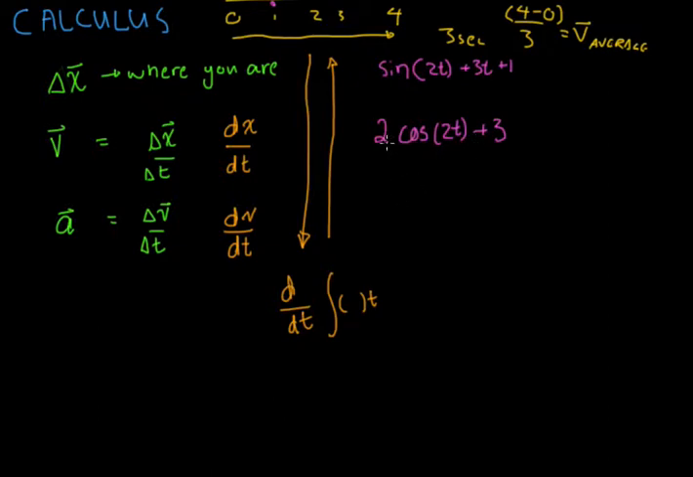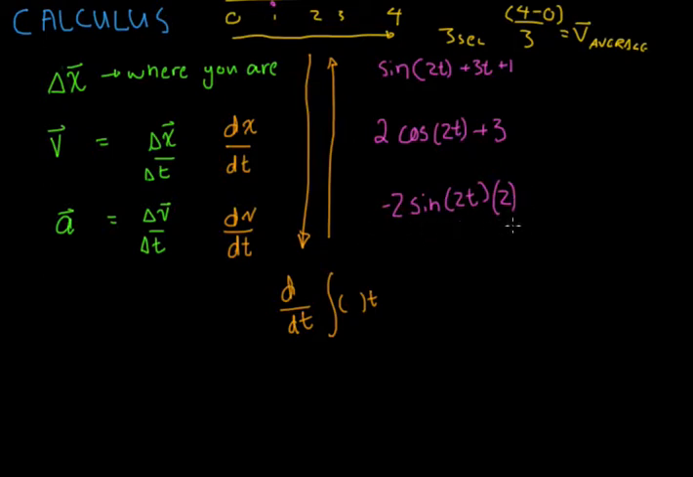Your acceleration is going to be the derivative of this function with respect to t. So the derivative of 2 cosine 2t: the derivative of 2 cosine of something would be negative 2 sine of that something, which is 2t in our case. And then the derivative of the inside, again, is 2, so we need to make sure we multiply this by 2. That's just the chain rule. You have to take the derivative of the outside, and then you multiply that by the derivative of the inside. And then the derivative of 3 is equal to 0.